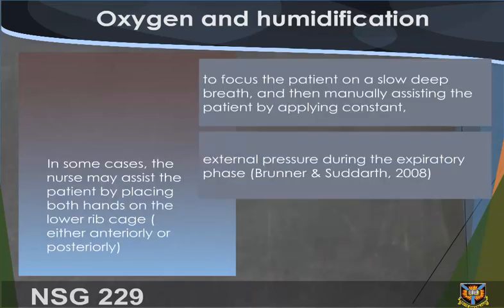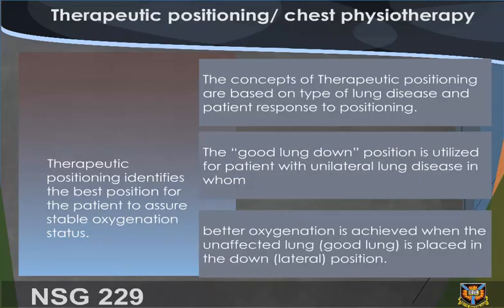In some cases, the nurse may assist the patient by placing both hands on the lower rib cage, either anteriorly or posteriorly, to focus the patient on a slow deep breath, and then manually assisting the patient by applying constant external pressure during the expiratory phase. Brunner and Suddarth, 2008. Therapeutic positioning or chest physiotherapy. Therapeutic positioning identifies the best position for the patient to assure stable oxygenation status.